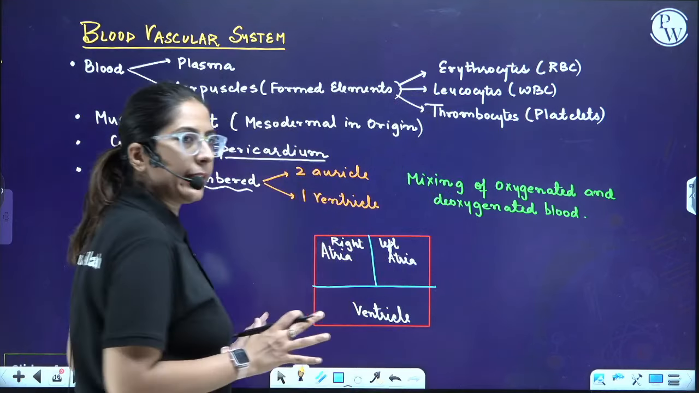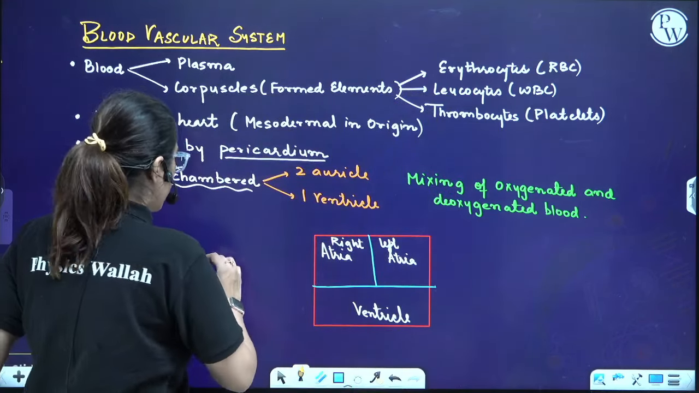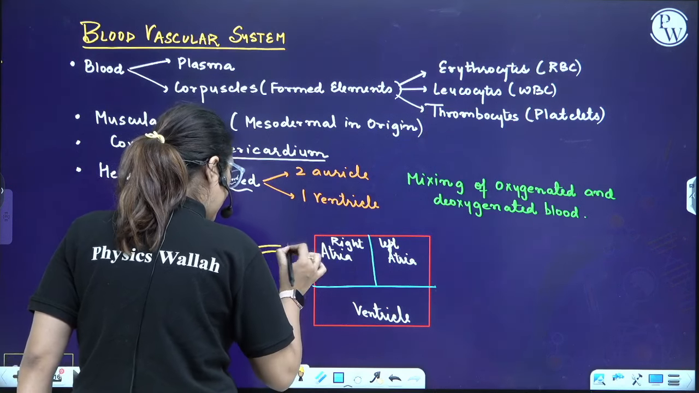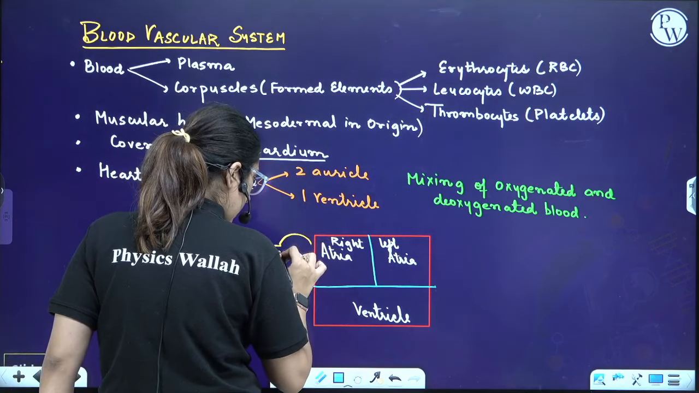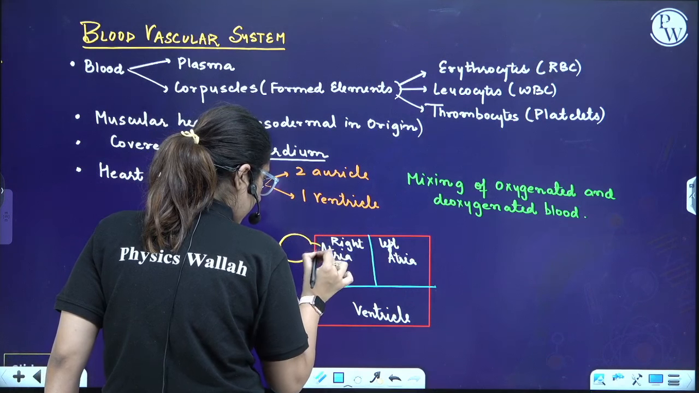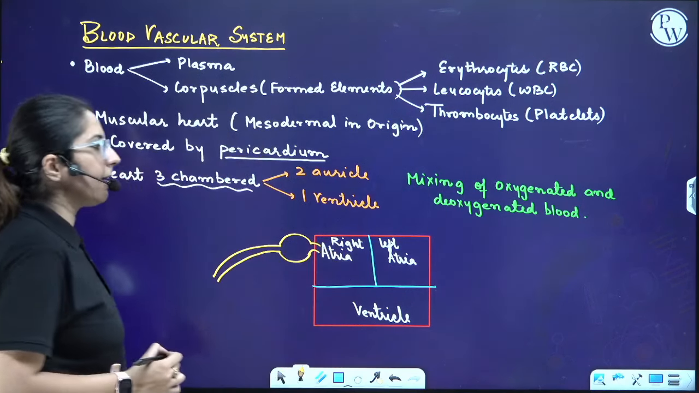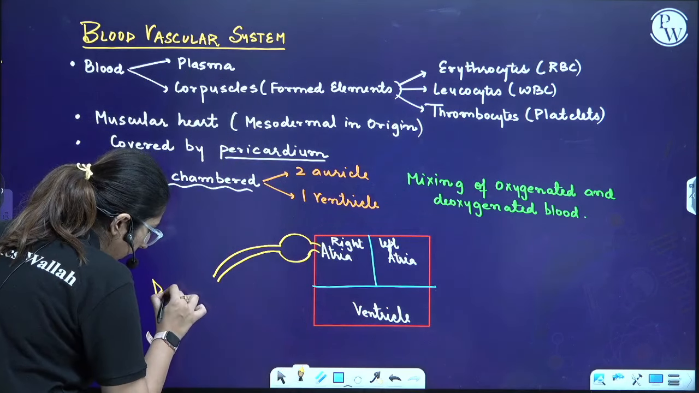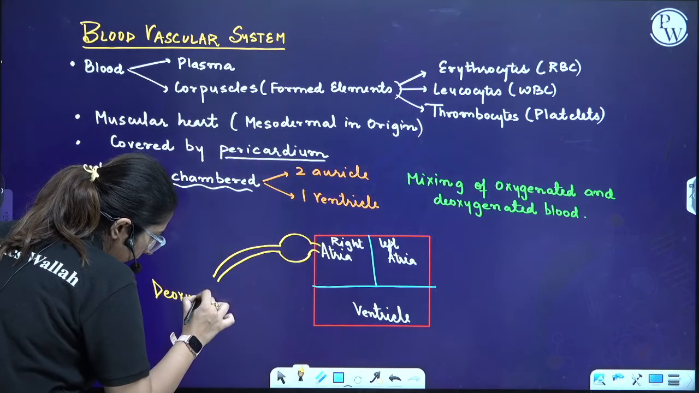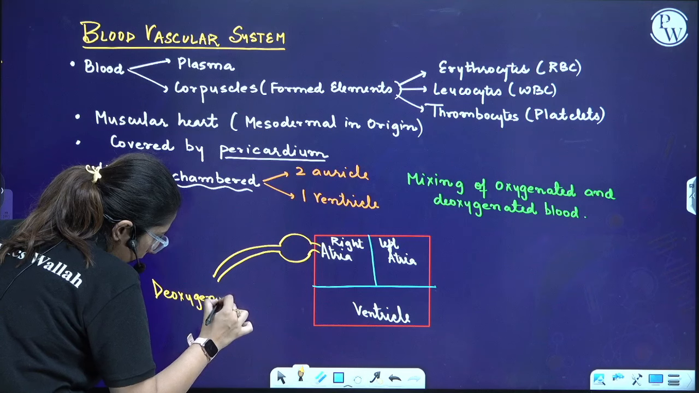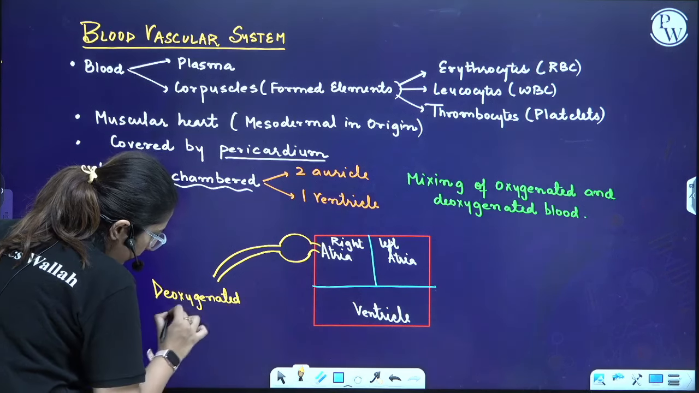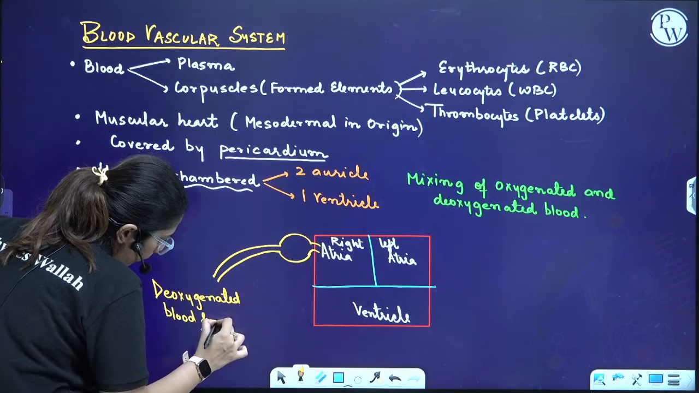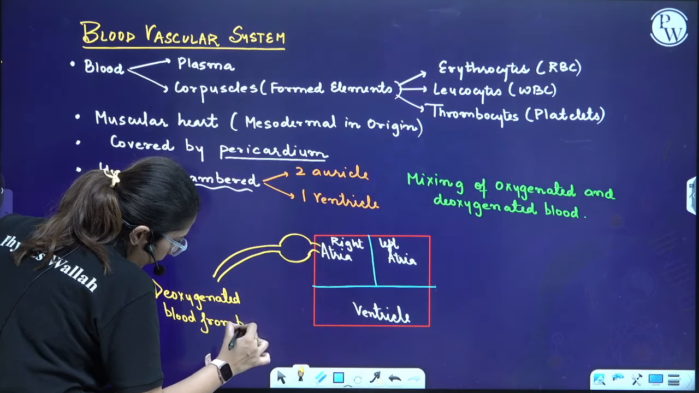Now, the right atria receives deoxygenated blood. So this is how it receives. This is a depiction. It receives deoxygenated blood. What does it receive? Deoxygenated blood from body tissue.